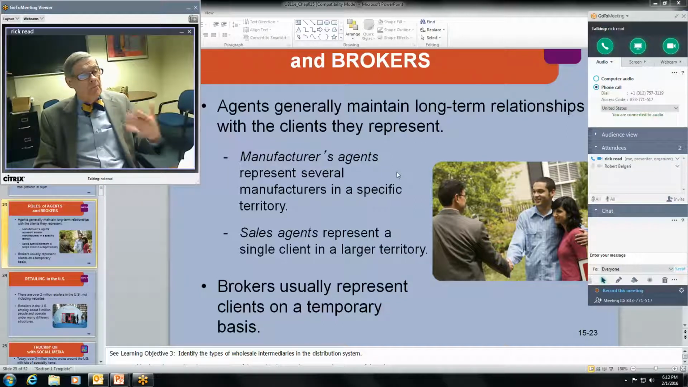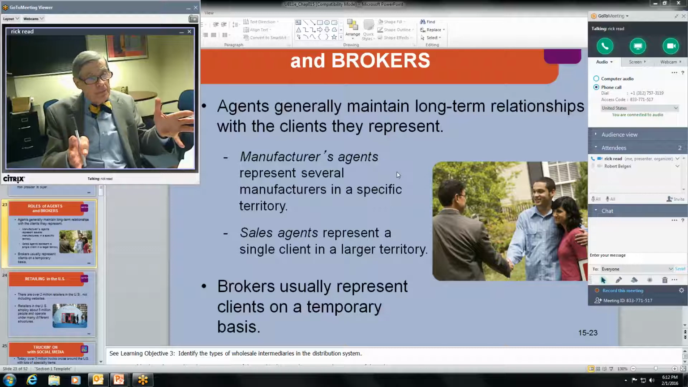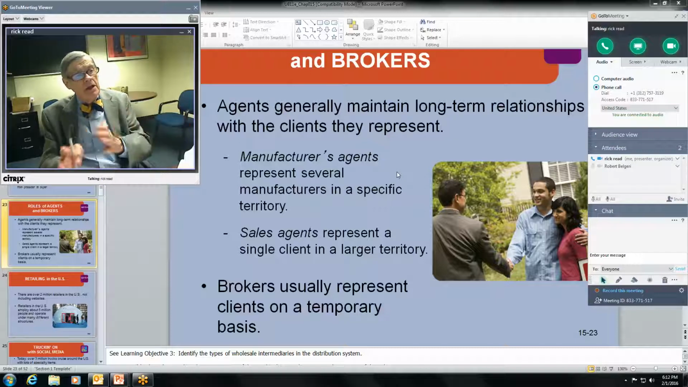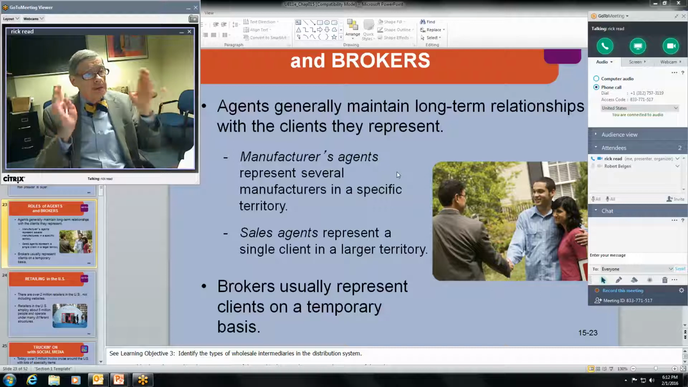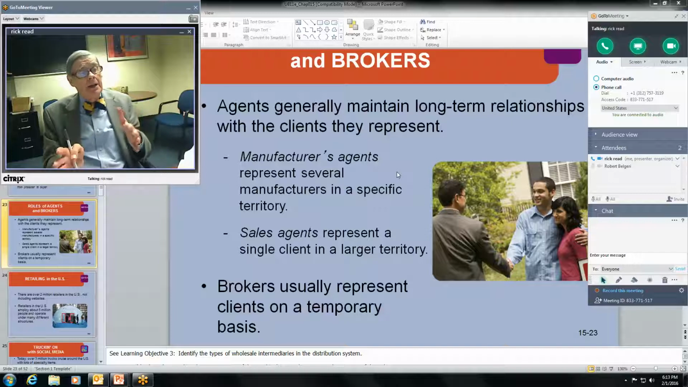A broker usually represents people on a temporary basis. Remember that neither of these folks, neither an agent nor a broker, takes title to the goods. So just to differentiate these two, an agent usually has a long-term relationship and a broker does not.